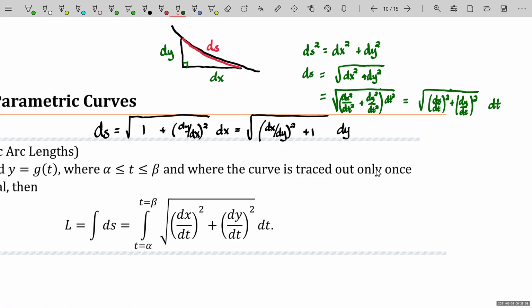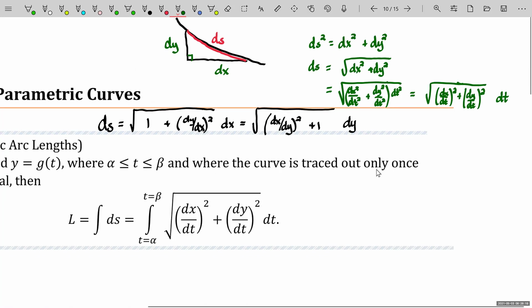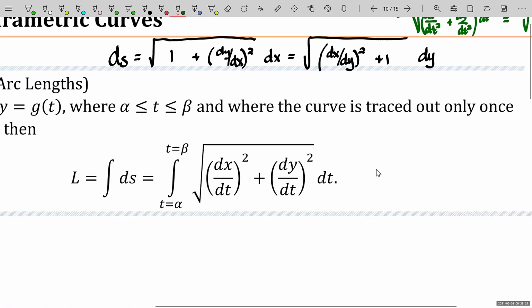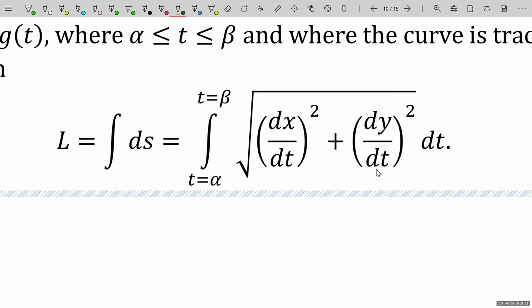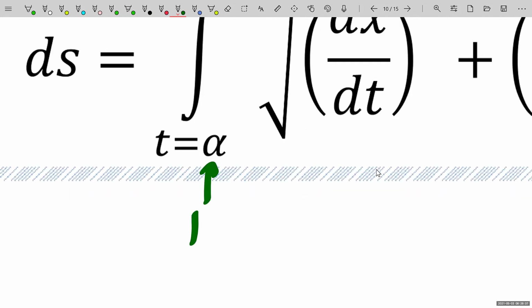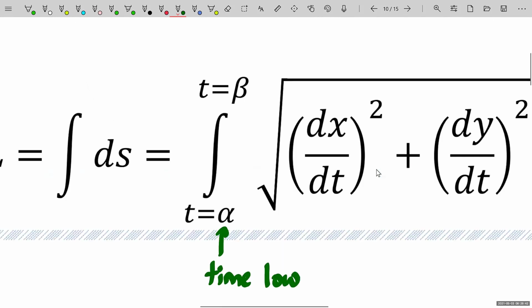Parametric arc length is one of my favorite topics because it's all about the Pythagorean theorem. It's really nice. So the arc length theorem for parametrics is just the integral of ds, just like we have been doing. And ds can be traded out for the square root of the Pythagorean theorem, essentially. And your time values will go from time low to time high.